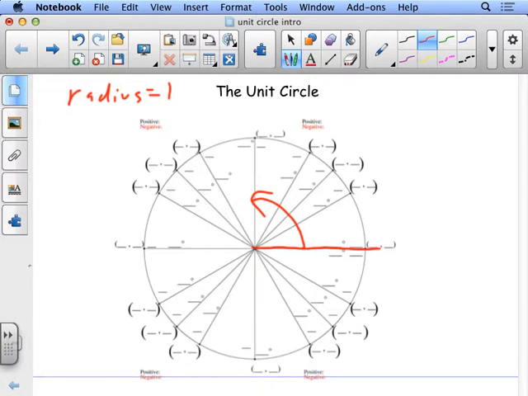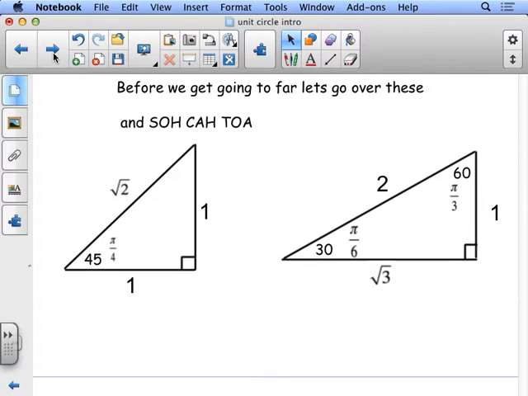A couple key things to remember on that, and what we're going to do is talk about how to use this to graph and to find exact values. Before we get too far, let's talk about a little reminder of a few things. These are the special right triangles. The one on the left we got from a square. The one on the right we got from an equilateral triangle.